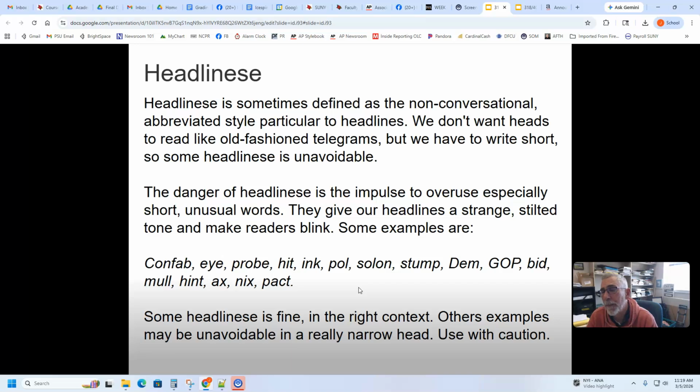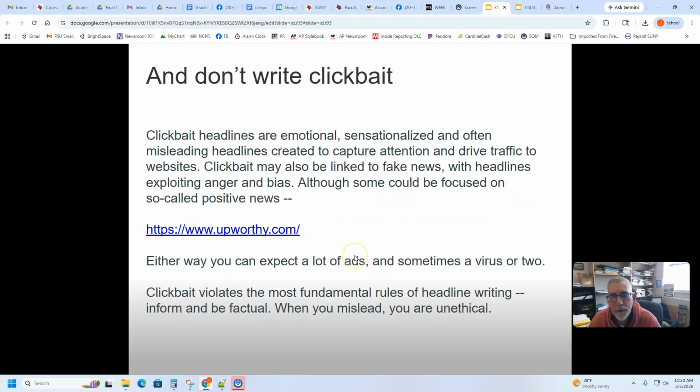Stump: to campaign is to stump for something. Or "on the stump" means he's campaigning. Dem for Democrat, I'm afraid we do use that a lot. GOP for Republican. We don't use REP for Republican because that's used as an abbreviation for representative, like House of Representatives. Bid, mull, hint, axe, nix. And that's a word, nix. It means to cancel something or not approve something. Pact. Some, a little bit, okay, but just don't overdo it.